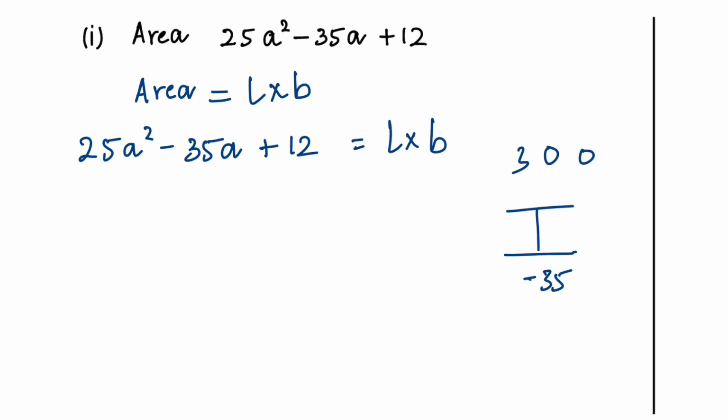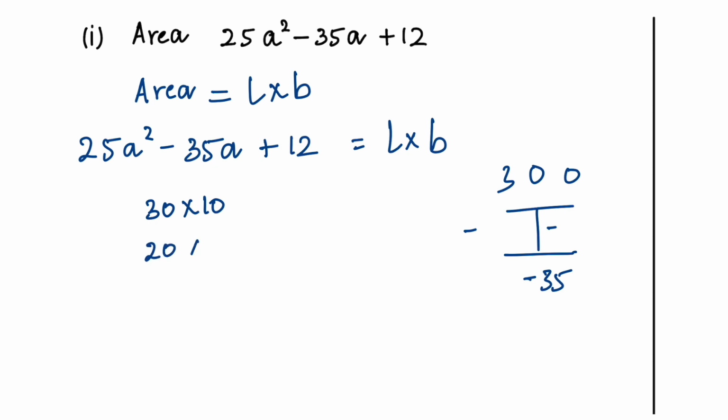Since the sum is minus 35 and the product is positive 300, both these numbers should be negative numbers. Okay, so we have to find a pair of numbers whose product is 300 and whose sum is 35. How can you express 300? Obvious answer is 30 into 10. 30 into 10 is 300, but 30 plus 10 is 40, right? So that is not possible.